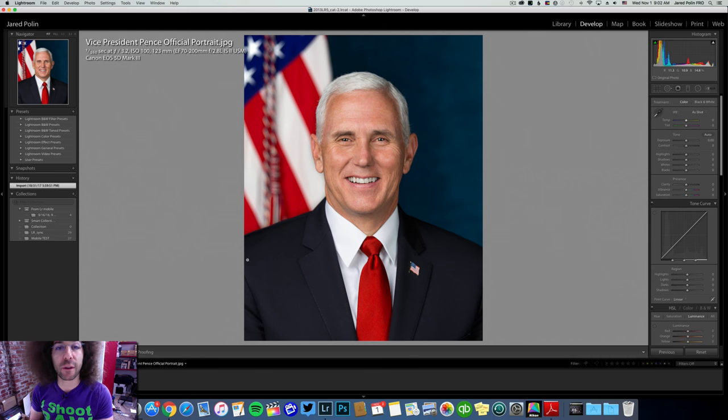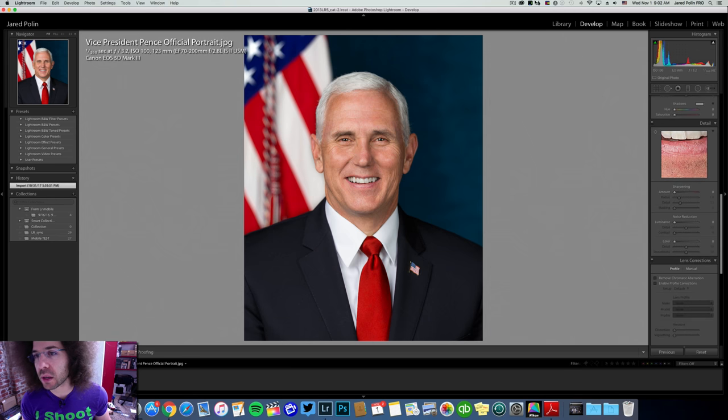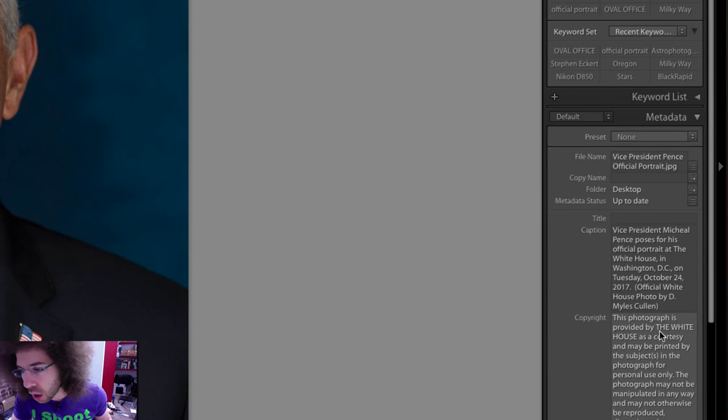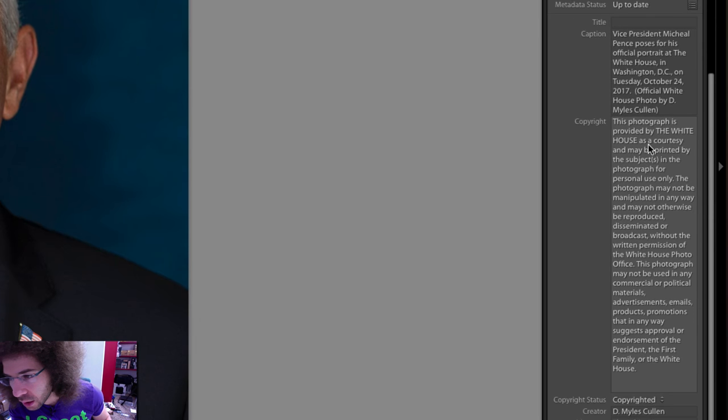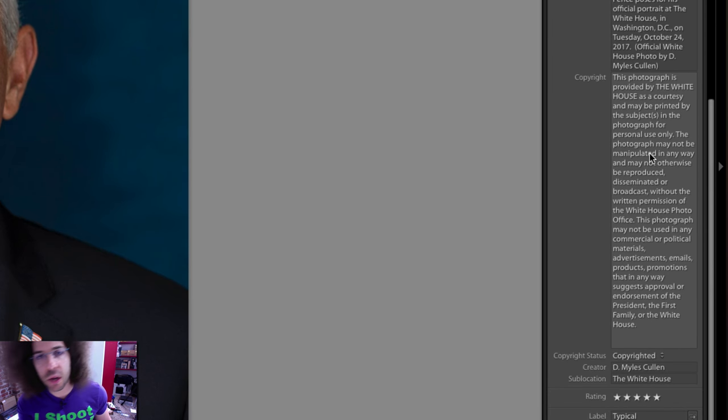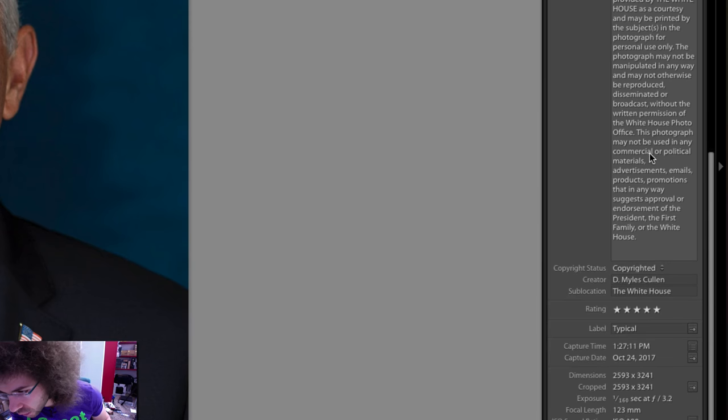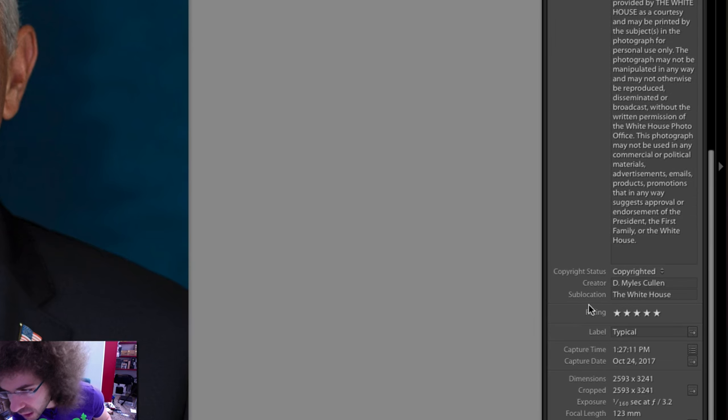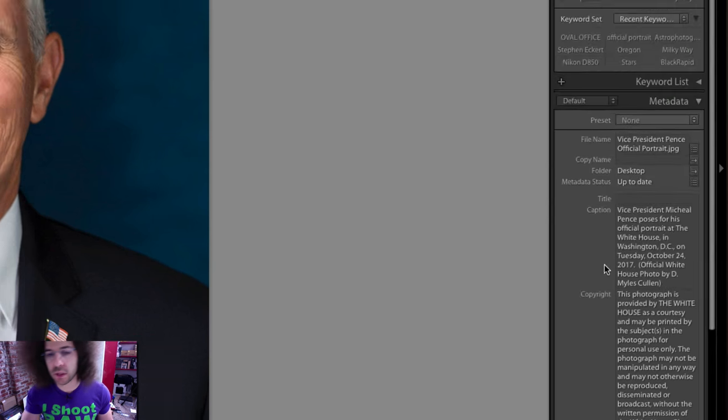I would prefer using a 5D Mark IV or a 1DX Mark II if you're going to shoot with the Canons. But look, it looks much more inviting. It looks more enticing. We come over here. Let's go back to the metadata. We've got all this information written here. A lot more information written here than for the official presidential portrait. So I like that information. Creator D. Miles Cullen. For the White House, that's the copyright.